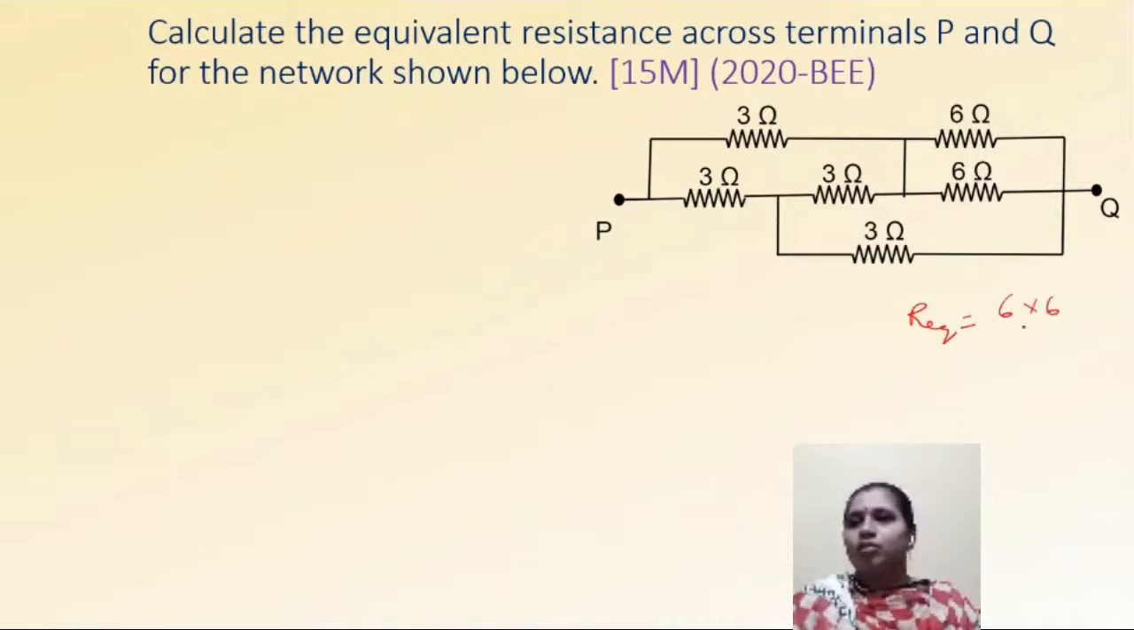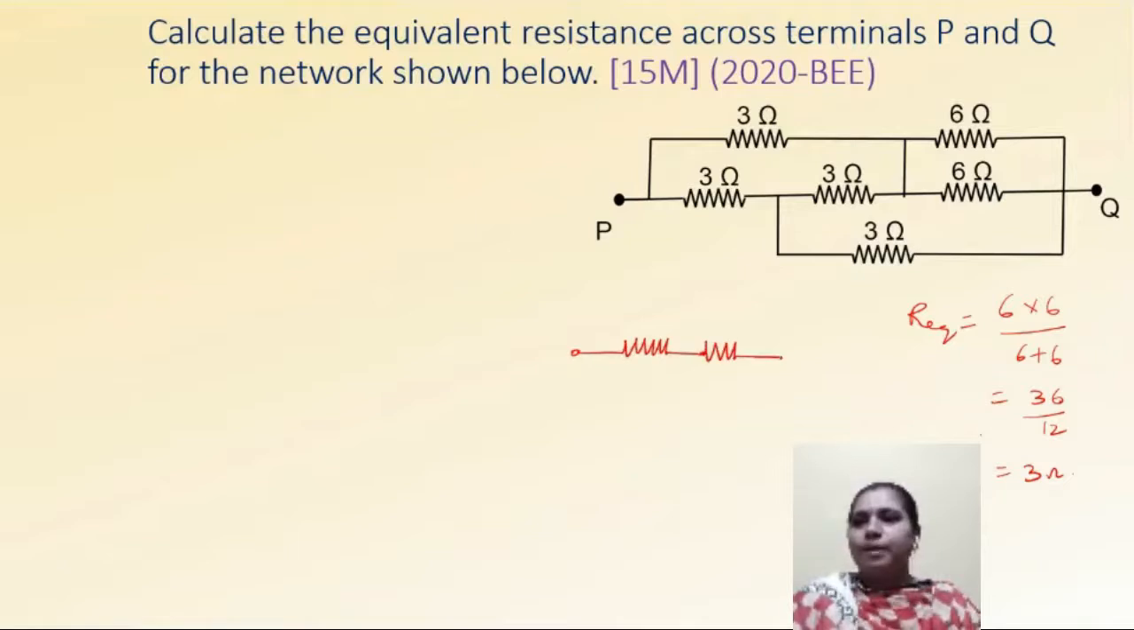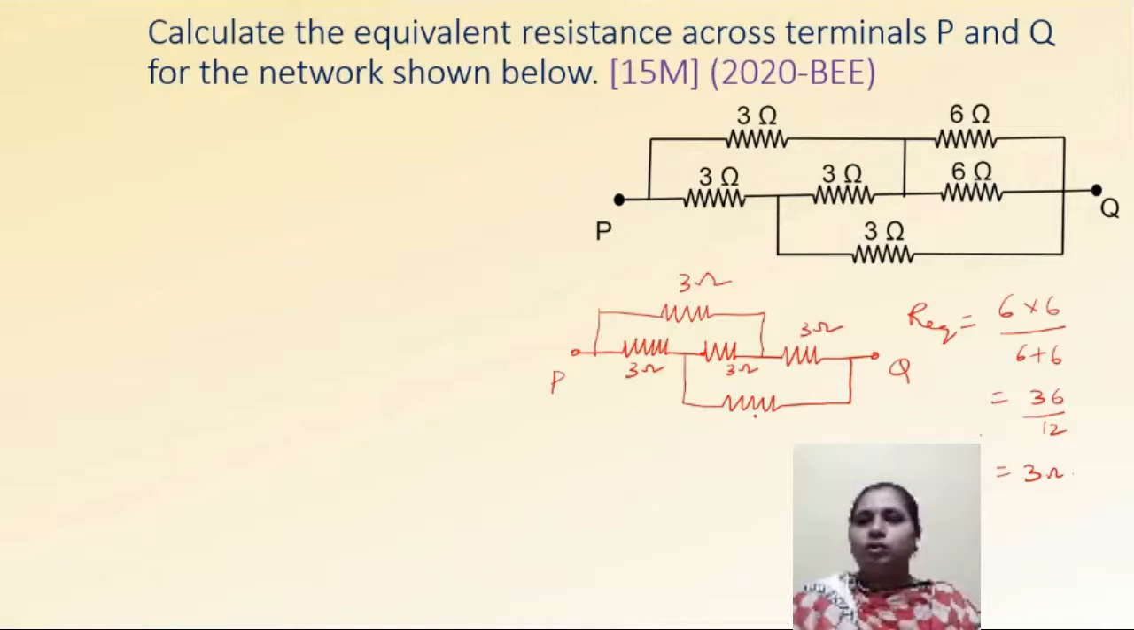So parallel combination of 6 ohm: 6 into 6 by 6 plus 6. It is nothing but 36 by 12. It is nothing but 3, right? So here this combination is 3 ohm. That means the circuit is like this, which has been mentioned here. Okay, this is B. 3 ohm, 3 ohm, 3 ohm, 3 ohm, 3 ohm, right?